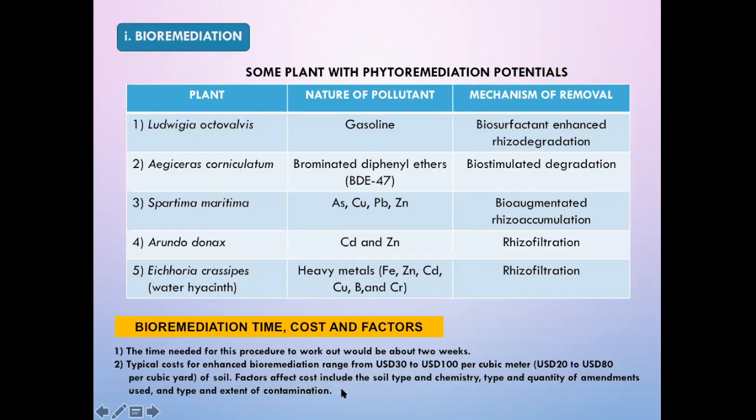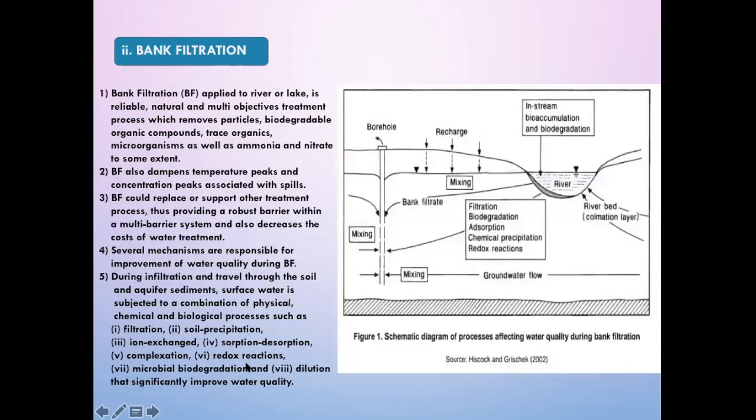Factors affecting costs include the soil type and chemistry, type and quantity of amendments used, and type and extent of contamination. Okay, so we've moved to the second method, which is bank filtration. Bank filtration, BF, applied to river or lake, is a reliable, natural, and multi-objective treatment process which removes particles, biodegradable organic compounds, trace organics, microorganisms, as well as ammonia and nitrate to some extent.